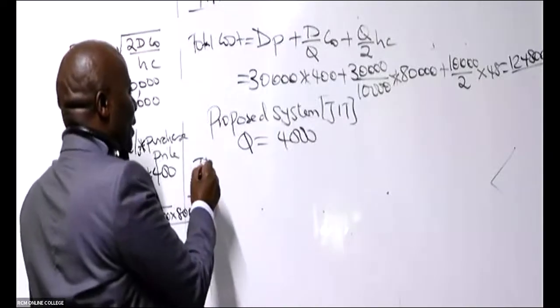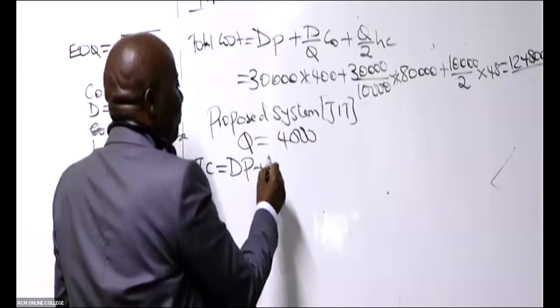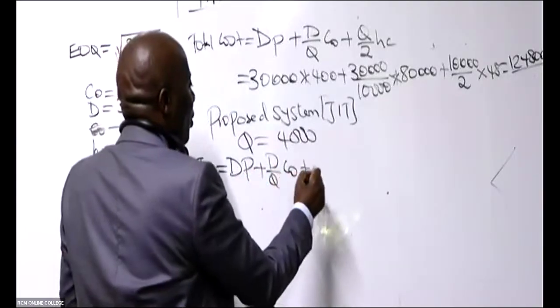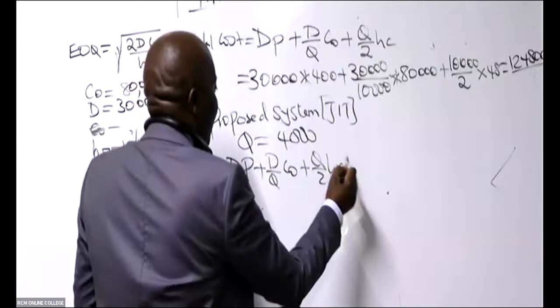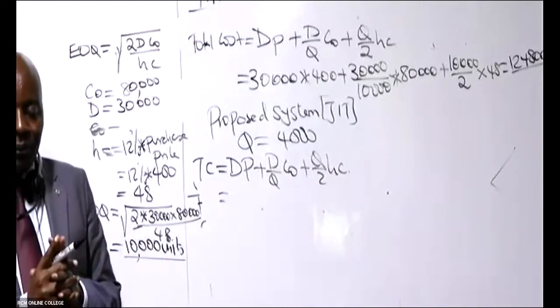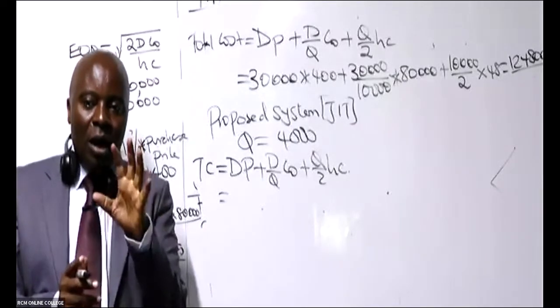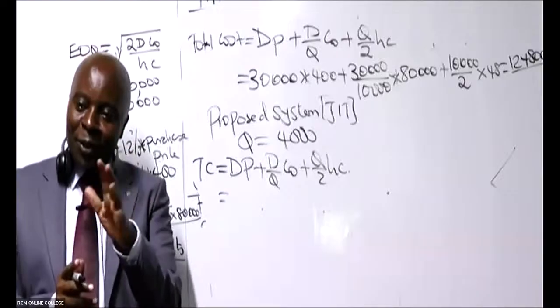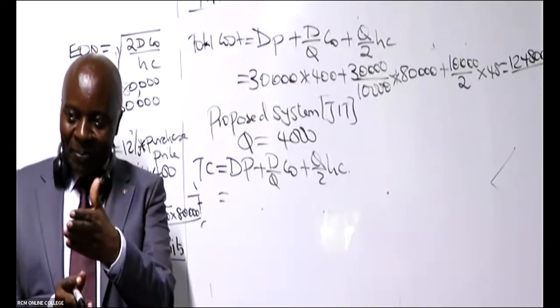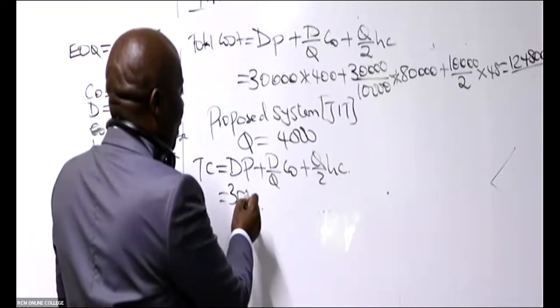I will be able to come and say total cost. I can remind the examiner severally. Total cost will be DP plus D over Q times CO, plus Q over 2 times HC. So in this question, do we have annual demand? Remember, annual demand is always known in advance and remains constant. So the 30,000 will not change because you have changed the system. 30,000 remains.